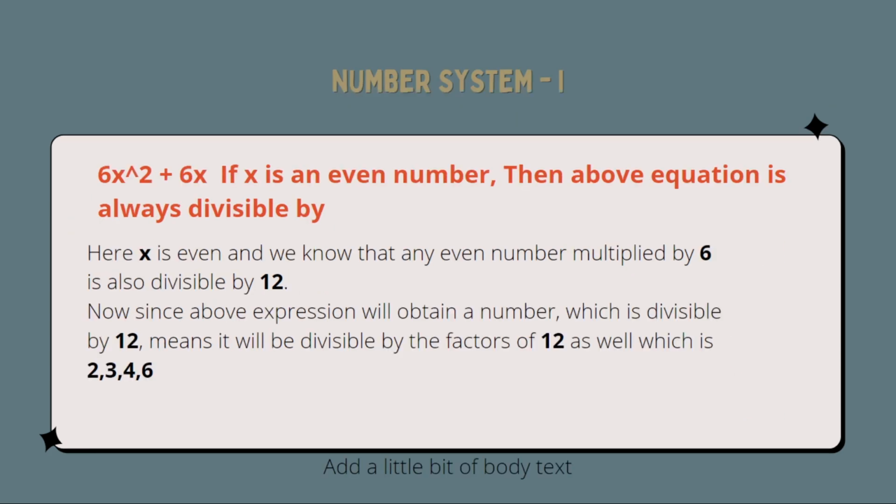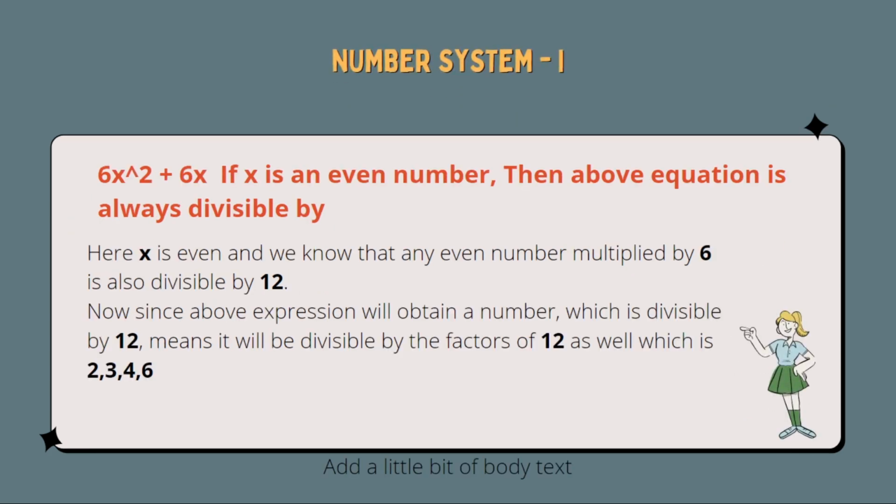Now based on this rule, I have put a question. 6x square plus 6x. If x is an even number, then the above expression is always divisible by what? Here x is even, and I told you earlier that any even number multiplied by 6 is divisible by 12. Now what will be the square of an even number? It will be an even number, right? So 6x square plus 6x.